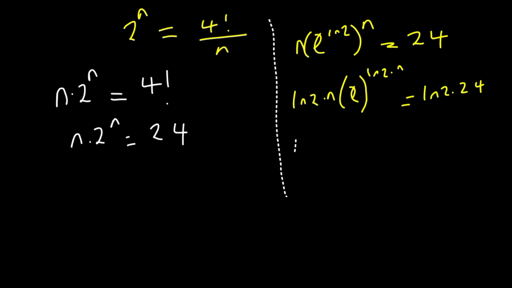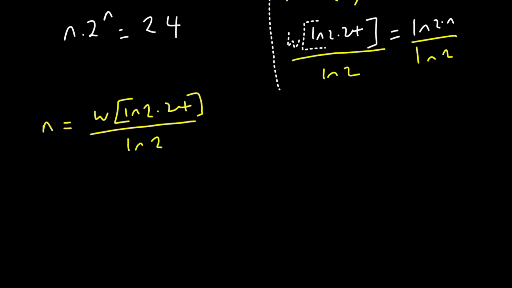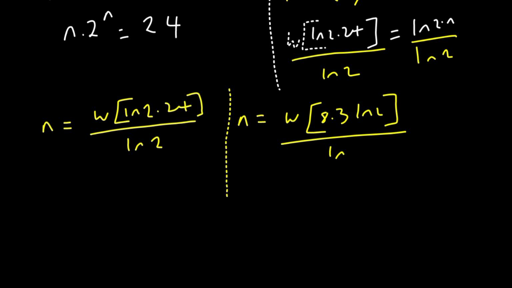So here we can just easily use the W function, and then we have ln 2 times 24 equals ln 2 times n. So moving further, when we divide both sides by ln 2, we would have n equals the W function of ln 2 times 24 all over ln 2. So here we can go ahead, and then we have n equals W function of, we can rewrite 24 as 8 times 3, then ln 2 all divided by ln 2.